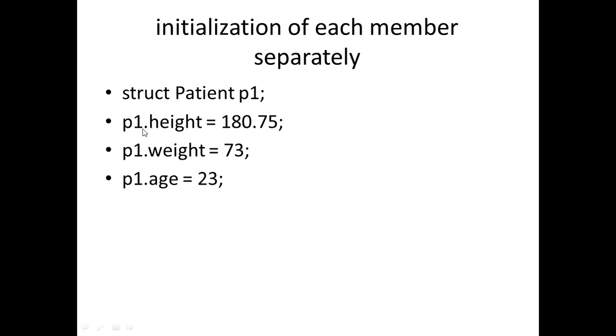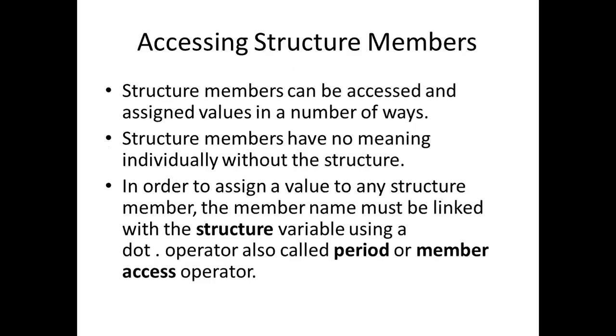p1, the structure variable, dot member, and this is an assignment operator. We are assigning the value 180.75 to this member. So the dot is called the member operator. We know how to declare a variable, and we know how to initialize the structure variable. Now we are going to learn how to access the members.